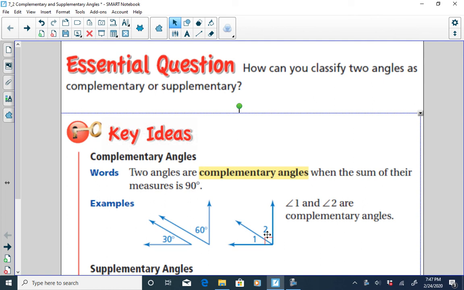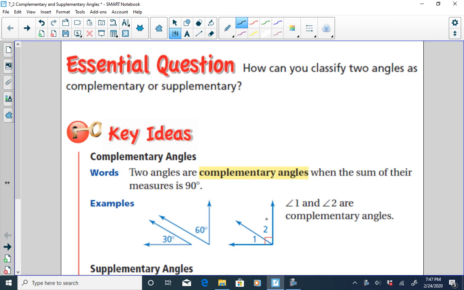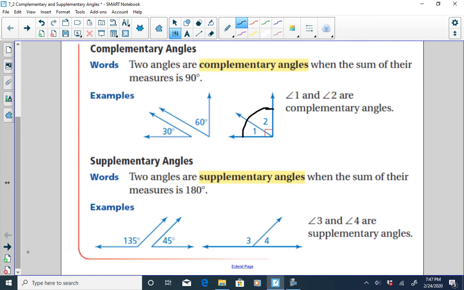Here we see the right angle symbol, and we see angles 1 and 2. Take that right angle symbol and split it into two angles. So we know that the sum of those two angles also has to be 90 degrees, so those angles are complementary angles as well.